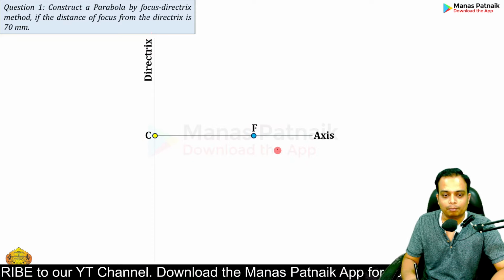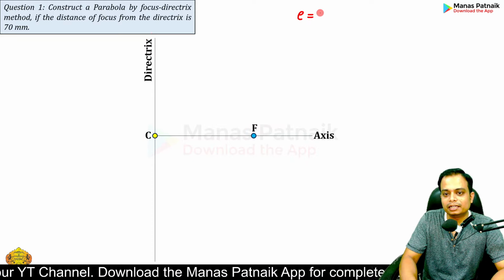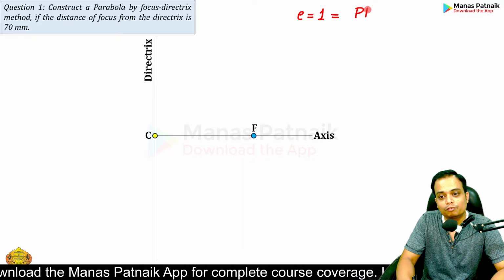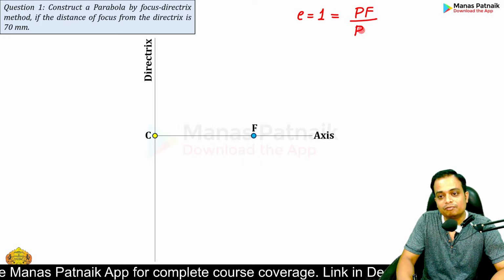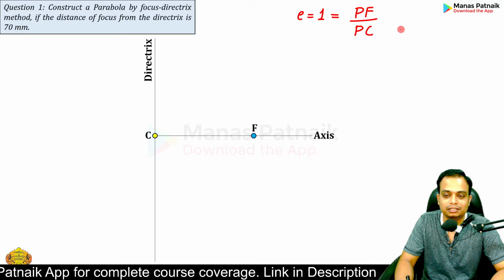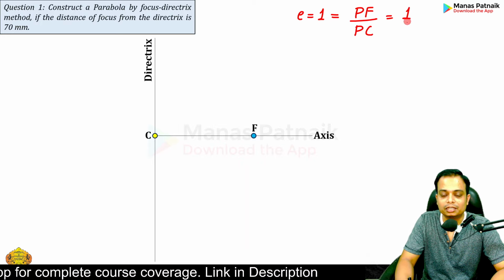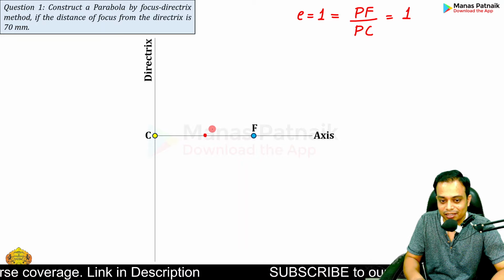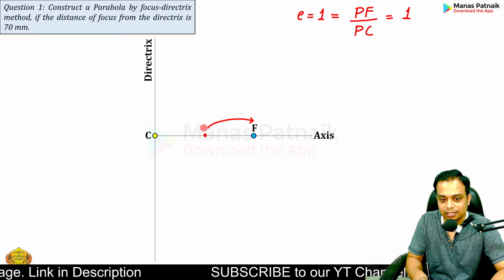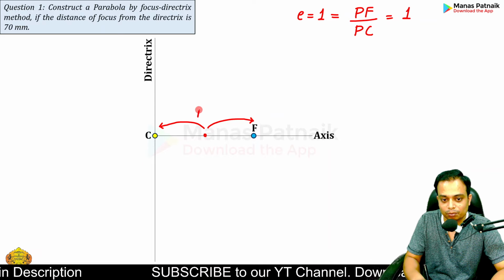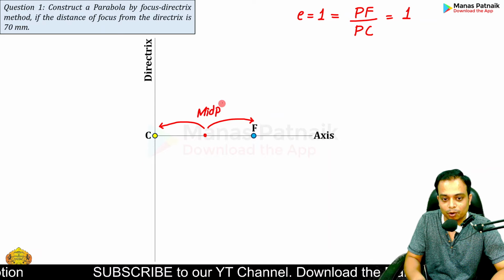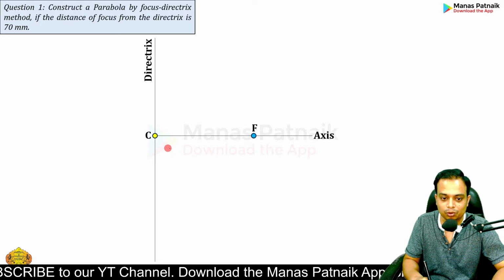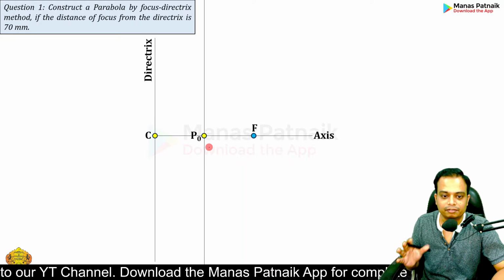Done, sir. Now, in parabola, we know very well that eccentricity is equal to 1. That means the distance of any point on the parabola from the focus to the distance of the same point from the directrix, let's say C, this always is equal to 1. You need to find a point between C and F in such a way that its distance from F is equal to its distance from C. So basically, we are looking for the midpoint of CF. So midpoint can be located very easily. You know, it is half of 70, 35.